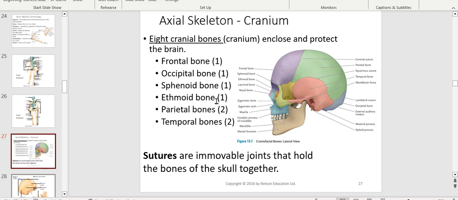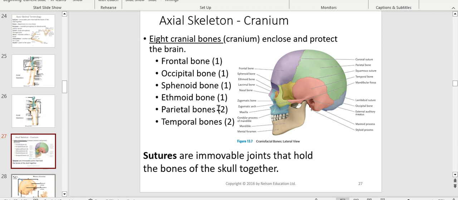You have your sphenoid bone. You have the ethmoid bone. They're inside. We'll have a look at those. They're kind of strange ones. They're interesting, and one of them actually looks like a butterfly right in the middle of our face.